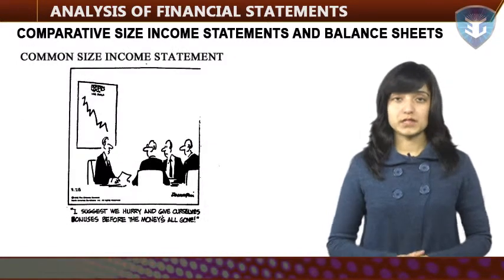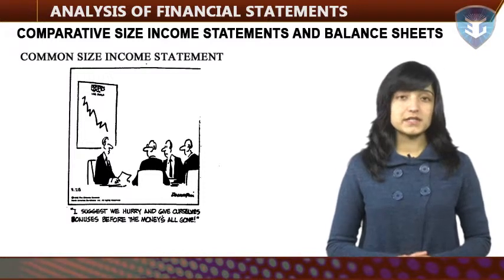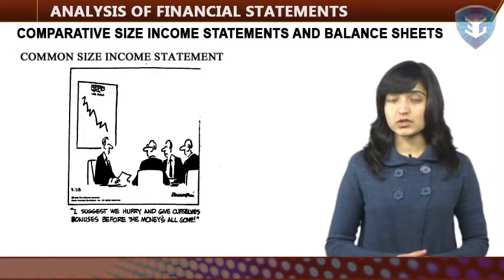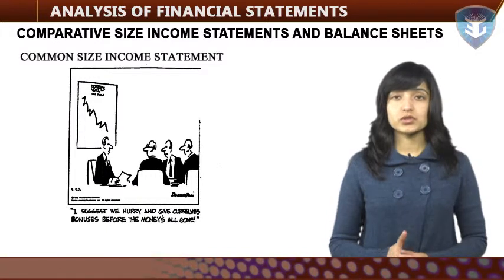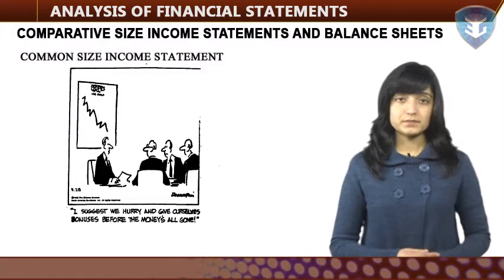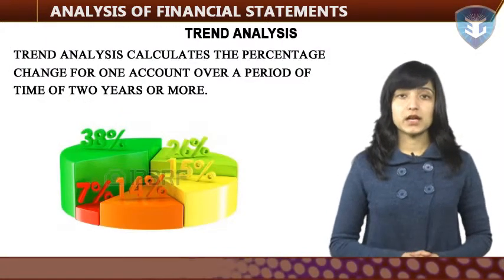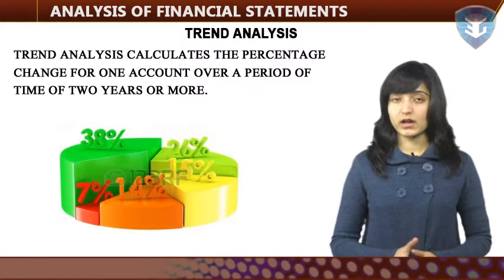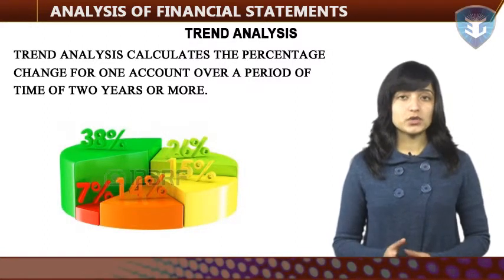Common size income statement. The items in an income statement can be shown as percentages of sales to show the relation of each item to sales. Trend analysis calculates the percentage change for one account over a period of 2 years or more.